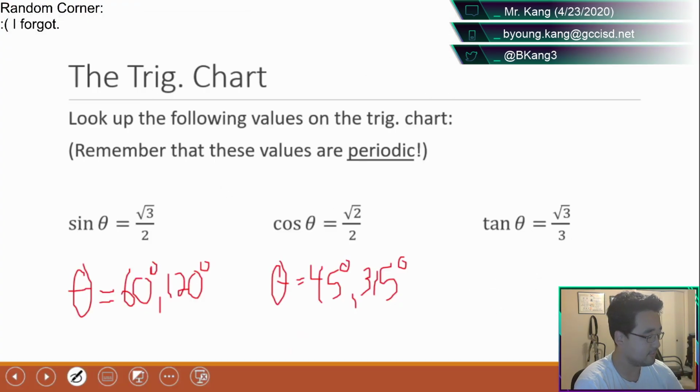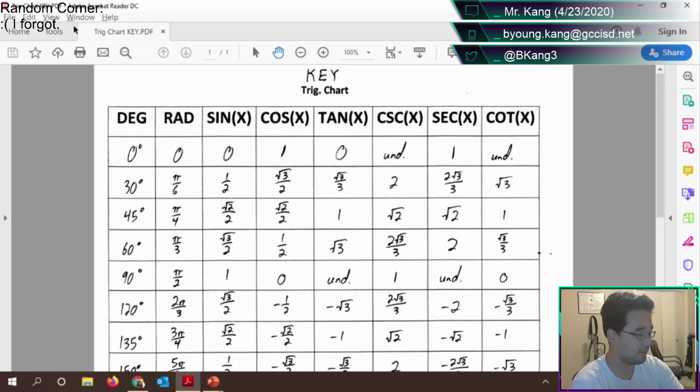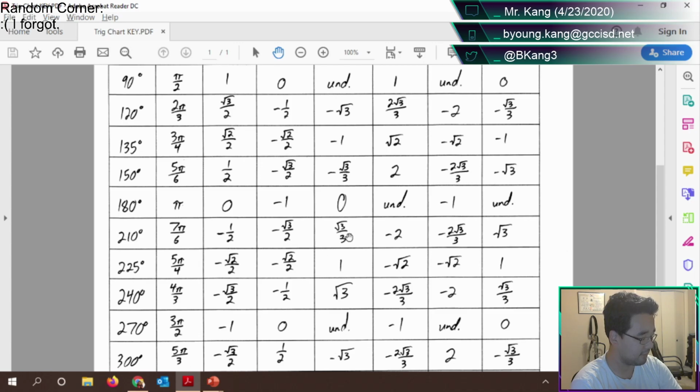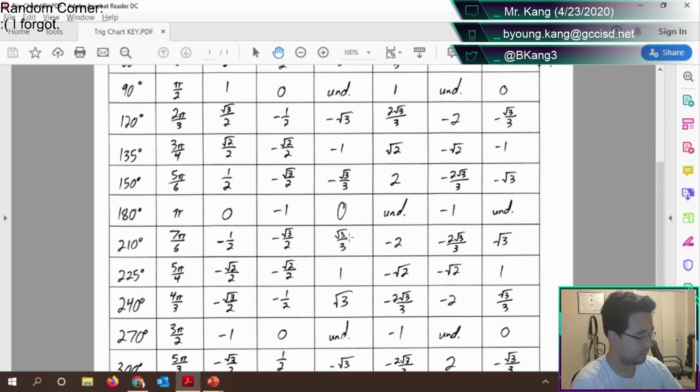So tangent. Where is tangent square root of 3 over 3? Well, I see one right here at 30 degrees. I see one right here at 210 degrees. So 30 and 210.